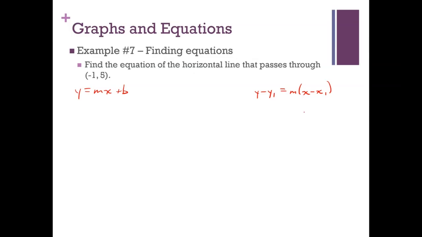So the x and y, what are those going to be? I think we have a point. x1 comma y1, I'll say, is negative 1, 5. So we know the coordinates of a point, and is that point the y-intercept? It's not. How do we know it's not the y-intercept?